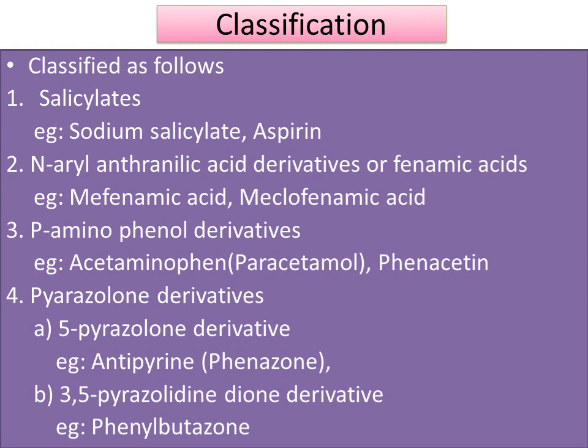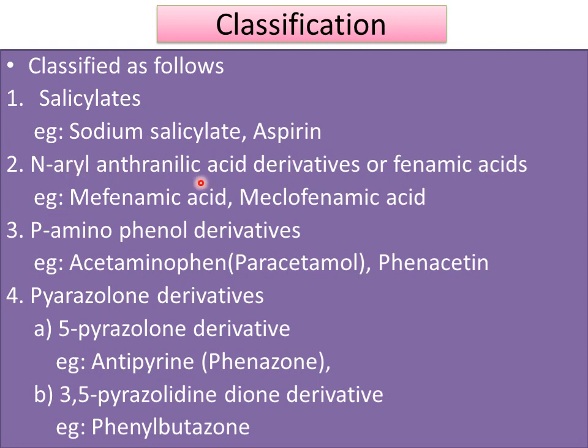And next is the classification. How the anti-inflammatory drugs are classified. Based on the chemical structure, they are majorly classified into 6 classes. The first class of drugs are salicylates. Salicylates, 2 examples: sodium salicylate and aspirin.